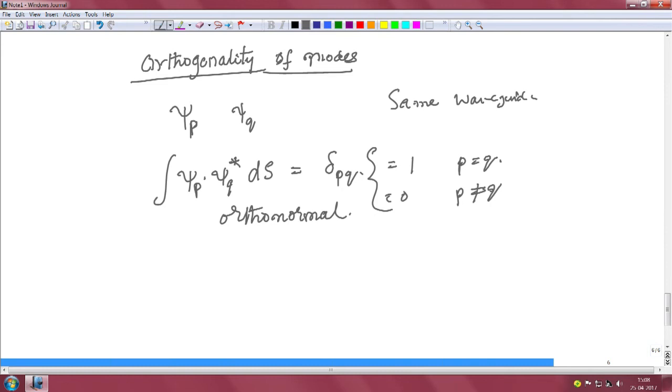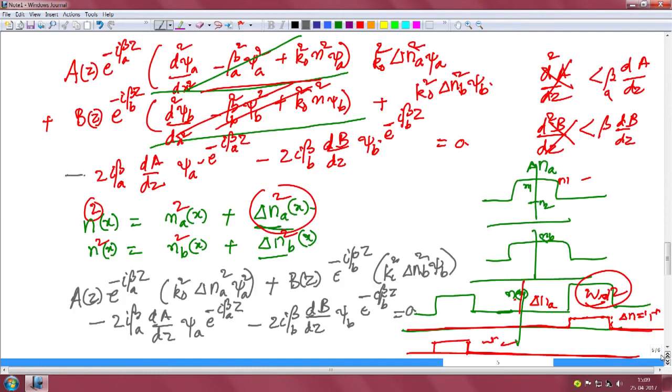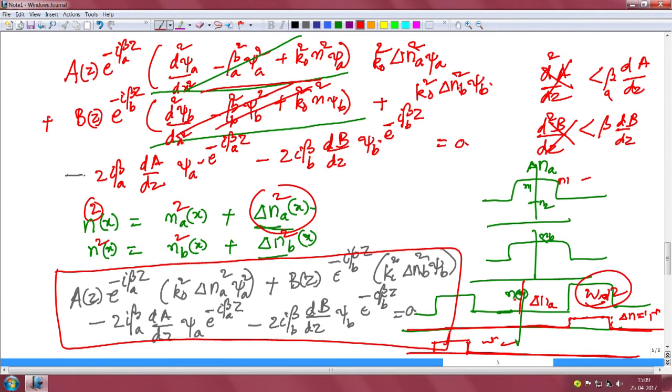So, taking this clue, we will multiply the expression that we have derived here, this expression is the one we are trying to manipulate, and I will try to multiply this whole expression by either psi A or psi B and integrate over the entire cross section, so that the cross terms, psi A overlap psi B etc., will go to 0, and the terms psi A multiplied by psi A star will be equal to 1. There is some small error here, I will change it, it is not square, psi A only.